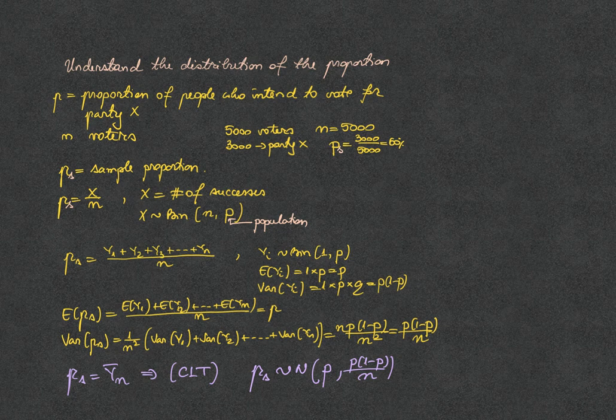These last 7 minutes proved why the distribution of the sample proportion is normal and has the parameters that are here. Now I can use this distribution to find confidence intervals for the population proportion, and we've done this on the previous page.